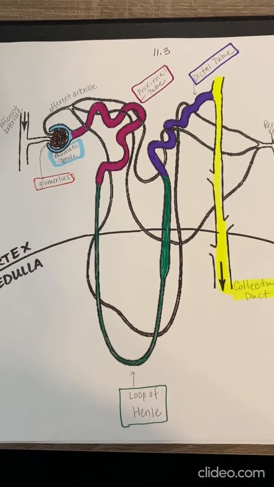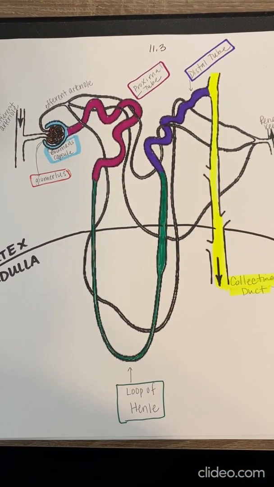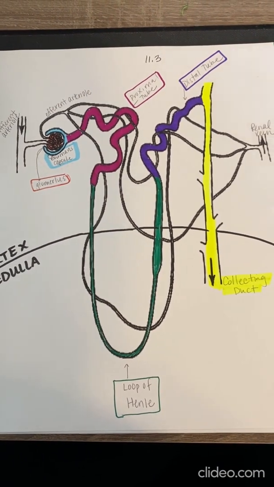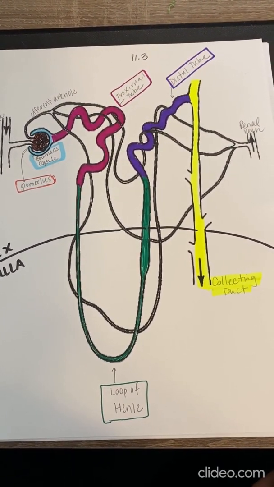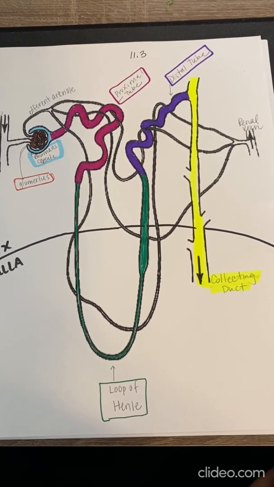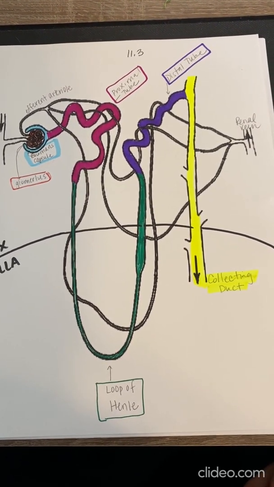So I don't know why, but nephrons are kind of my favorite thing to teach ever. So let's go over the nephron. First of all, there are millions of them in your kidneys, and they are the functioning part of our kidneys.